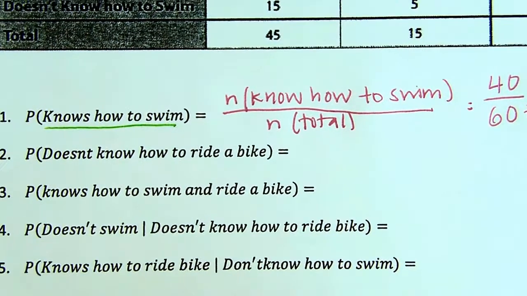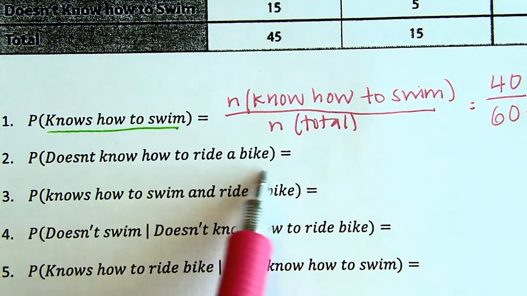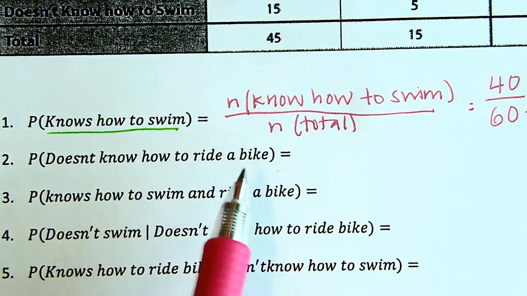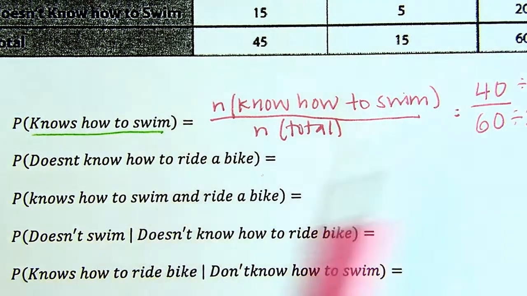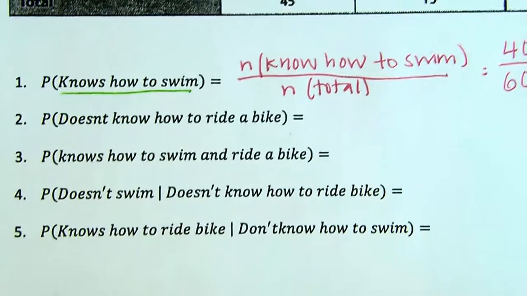Okay. Number 2 and number 3 are similar. So you're just looking at doesn't know how to ride a bike. The total of that, divide that by the grand total of however many people there are. Same thing for number 3. So you guys can practice those two.